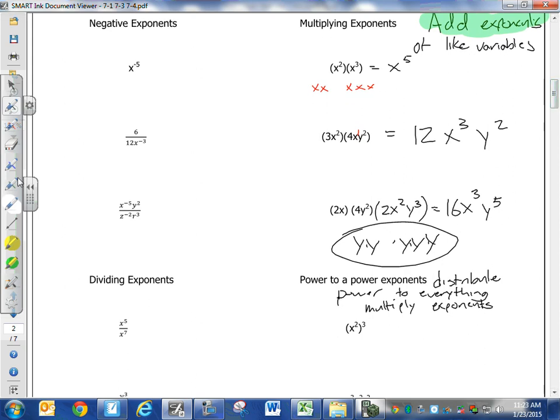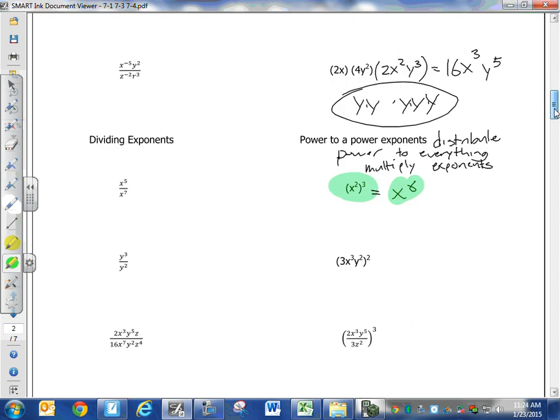This is the biggest difference here. Try to circle these two. If you can understand these two and the differences, you should be good with these two rules. X squared times x cubed is x to the 5th. X squared cubed is what? X to the 6th. Okay? These two differences are so important, and so many students forget these two differences.